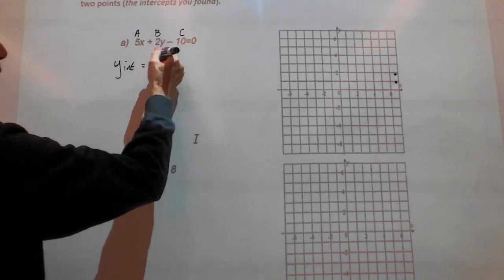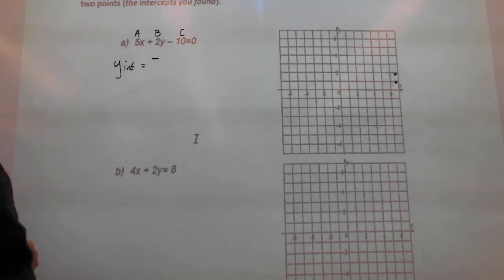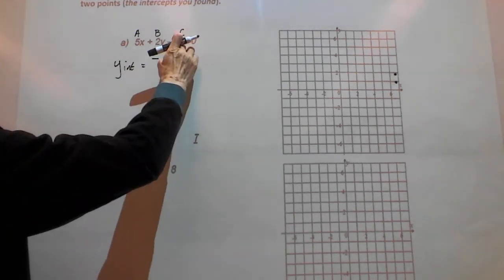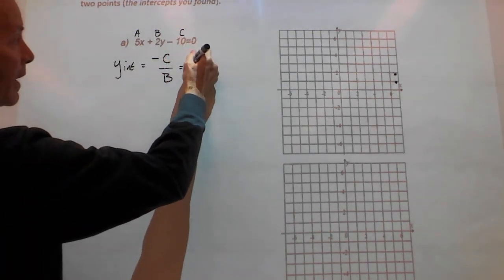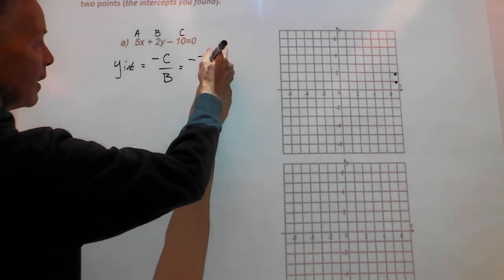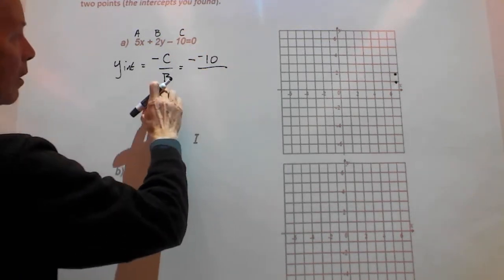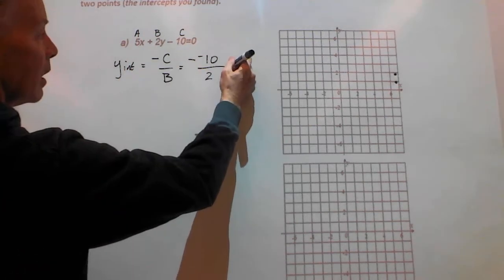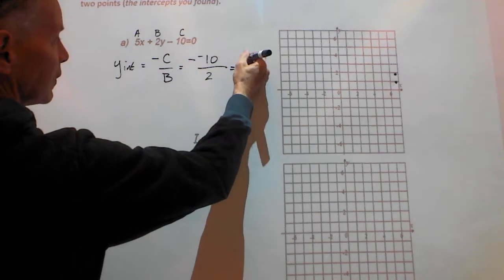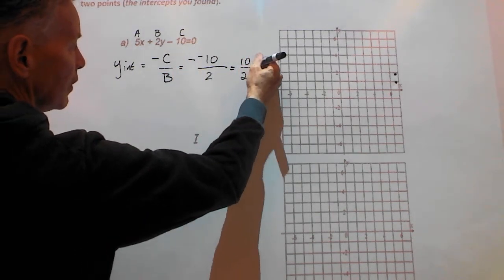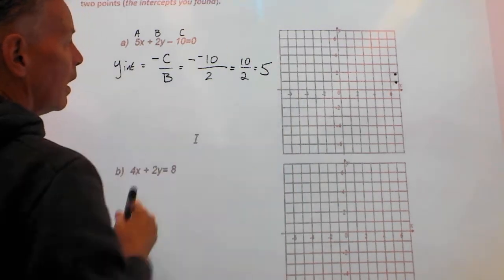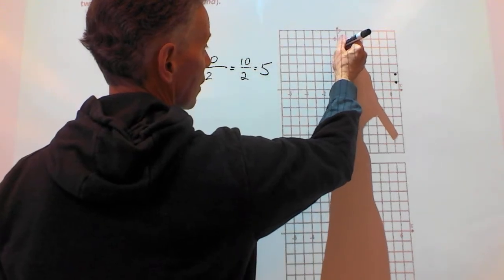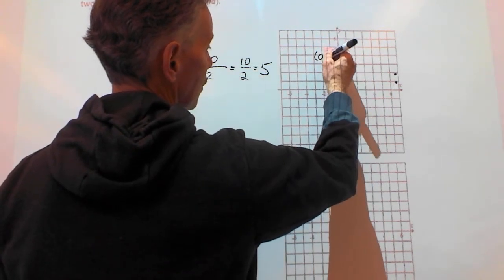y-intercept equals negative c over b, which in this case is negative, now this is a -10, so -10 over b, which in this case is 2. Well, negative is simply +10 over 2. That gives us a y-intercept at 5. So you can plot that. There's our y-intercept at 0 and 5.